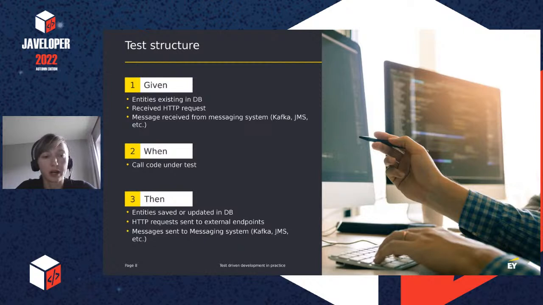Next, we have the part called when. This is the place where we actually call our code under test, where we execute the code under test. And the third part is then. This part is needed to check the results of execution of our code. So what can we check? We can check entities saved or updated in the database. We can check what requests were sent outside to some external services. Also, we can check messages sent to messaging systems and so on.